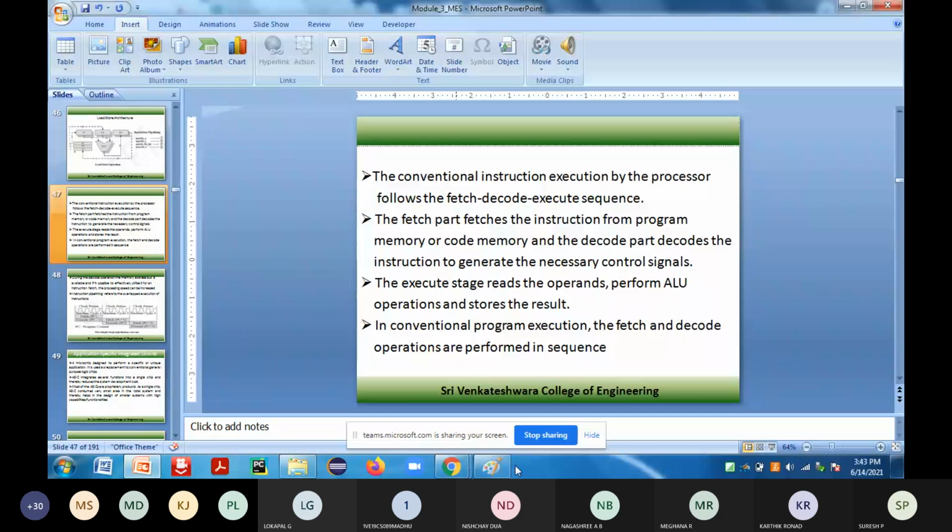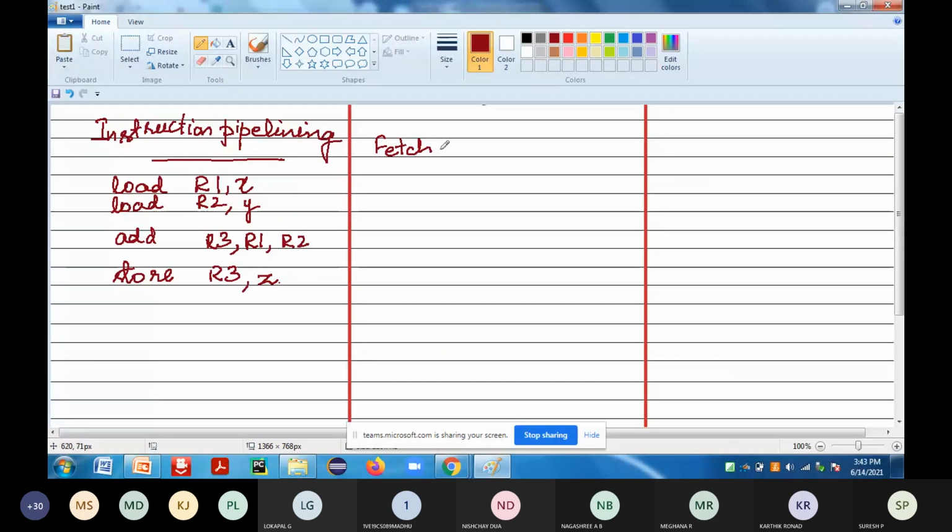So fetch. From where does the instruction have to be fetched? Who is going to keep track of the instruction to be fetched? Can anyone tell? Program counter. Yes. The program counter is holding the address of the instruction which has to be fetched next. Now, once this particular instruction is fetched, where does the program counter have to point?